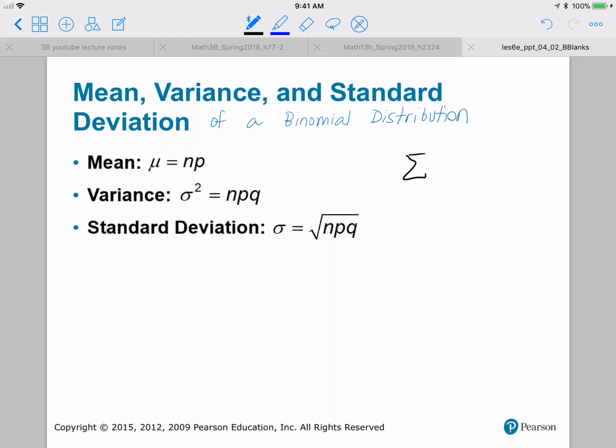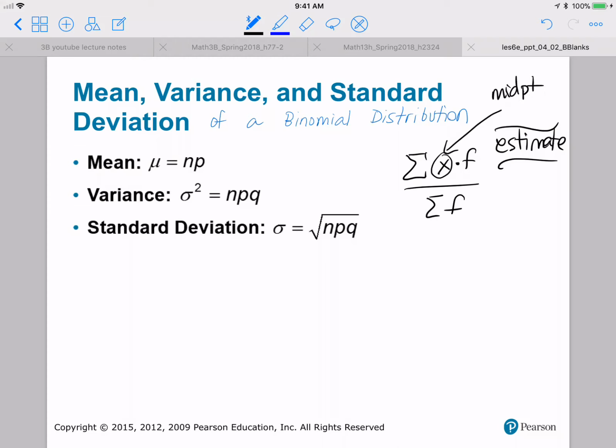So we had something like the sum of x times f over the sum of f as the formula for the mean of just a regular distribution. This was used to estimate, right? Remember that the best we could do is estimate. If we had a class, the x here is using the midpoint of each class. Now we can actually compute the mean, the variance, and the standard deviation if we know that we have a binomial distribution by using these formulas right here. Okay?